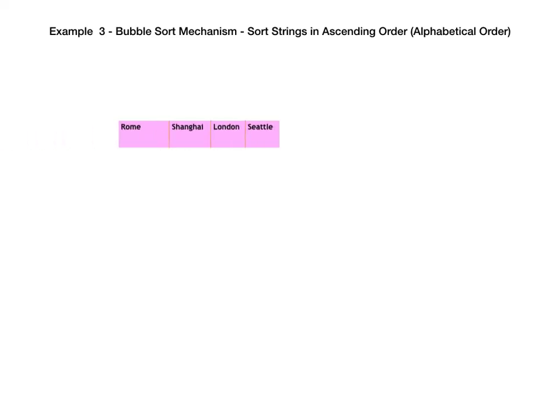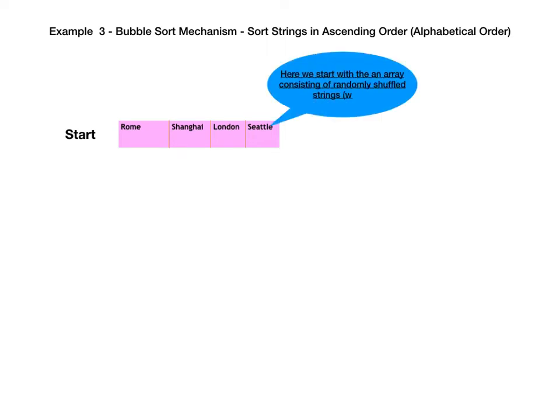Welcome, this is the third video in the series about bubble sort. What we have here is an array containing the strings Rome, Shanghai, London, Seattle. So we start with an array consisting of randomly shuffled strings, and in this case the strings are words.